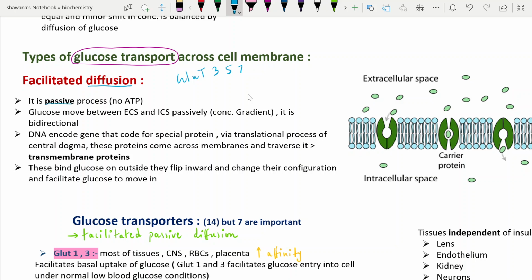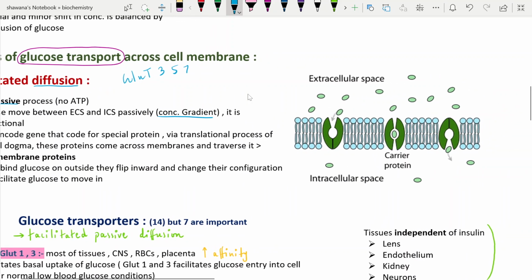It does not require ATP, and the glucose just moves from the high concentration gradient to the low concentration gradient from the interstitial space into the cell. It's a passive process and it's a facilitated diffusion. What does facilitation mean? It means that something is facilitating the process.